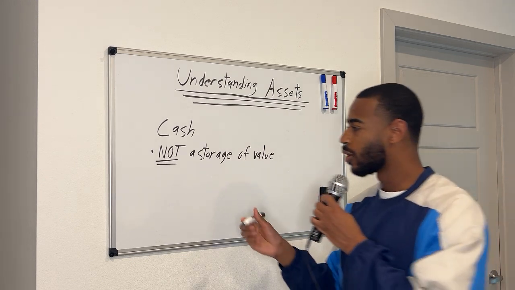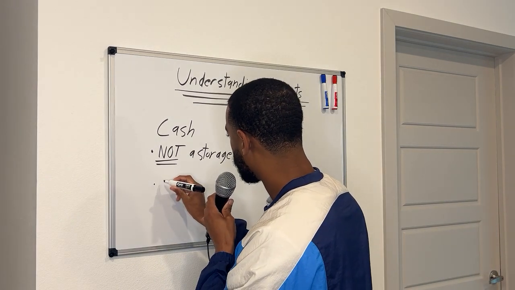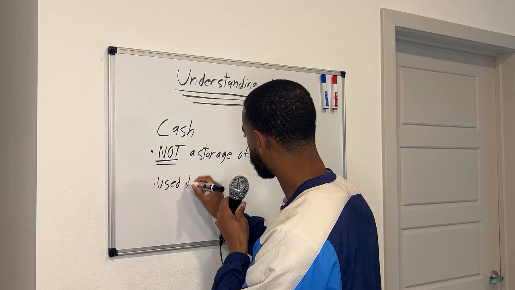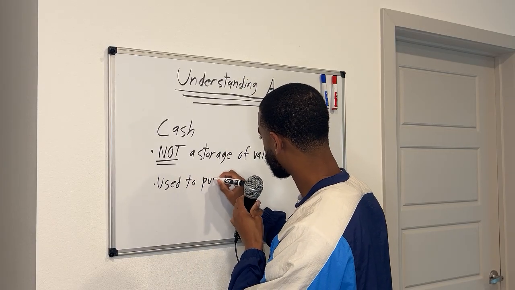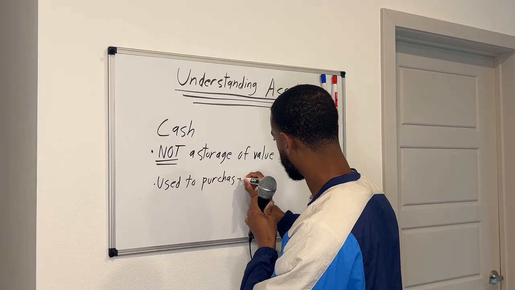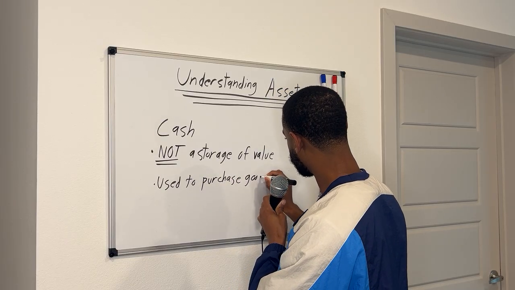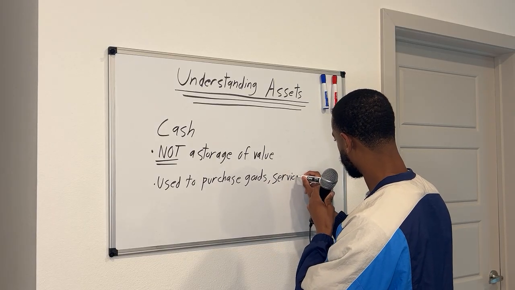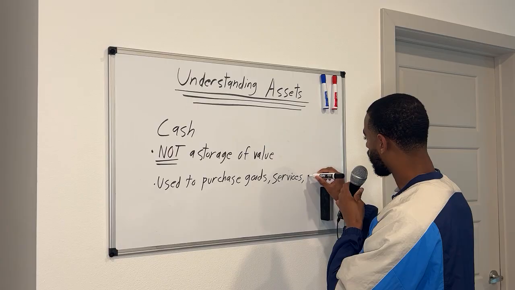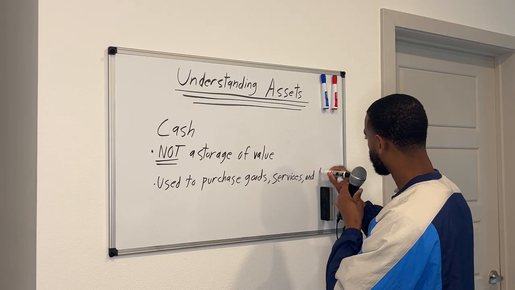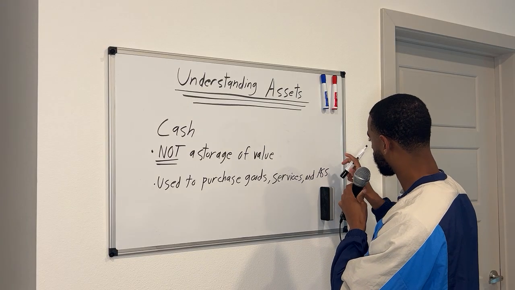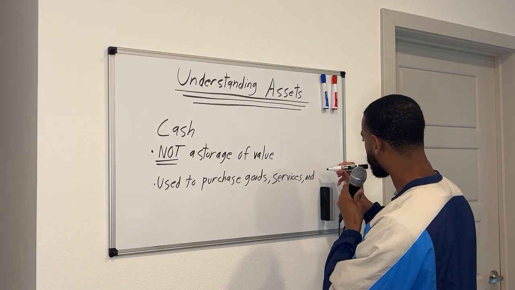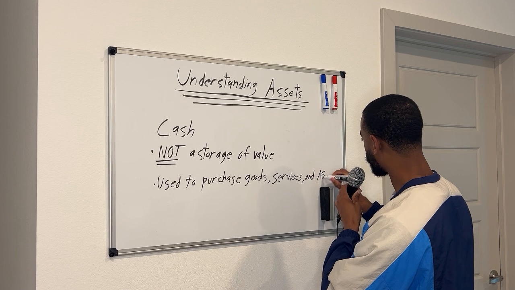But what is it used for? Used to purchase goods, services, and assets. Make that a little bit more clear for y'all. Cash is just a vehicle to purchase assets that actually have value.